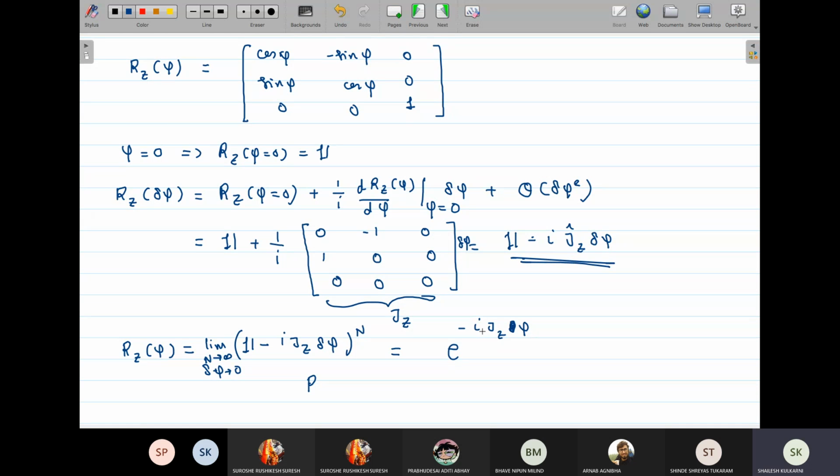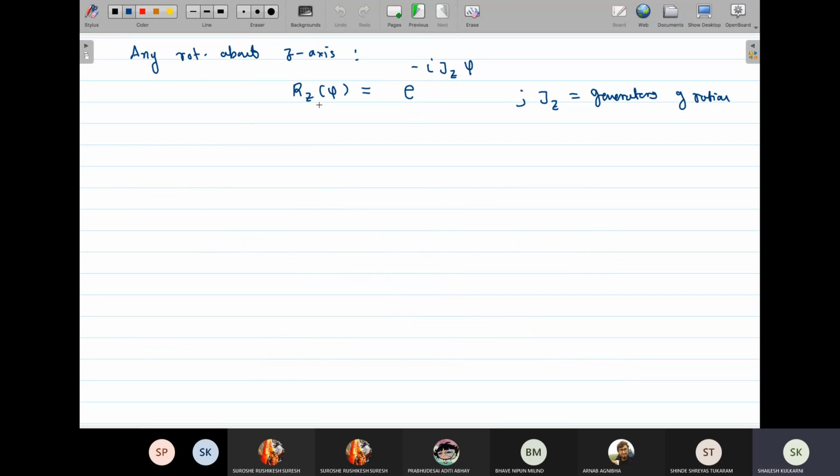With this i factor. Why is i required? Because usually in quantum mechanics we take rotation to be a unitary matrix. This will be Hermitian, so to make this unitary, we require this factor. But it's not required if you are not dealing with quantum mechanics. Clear? So any finite rotation matrix can be written as e to the power minus i Jz phi.